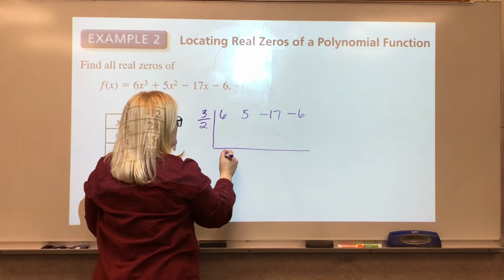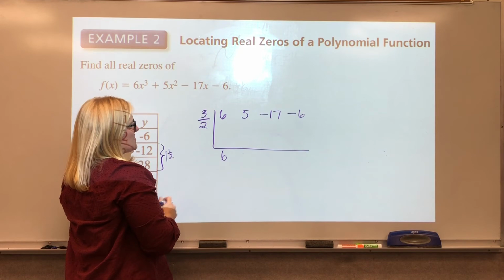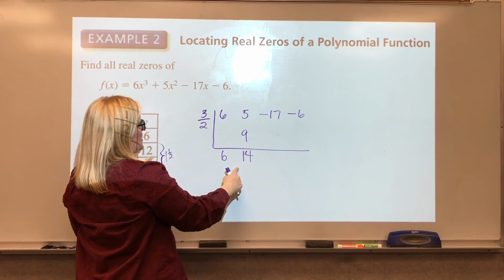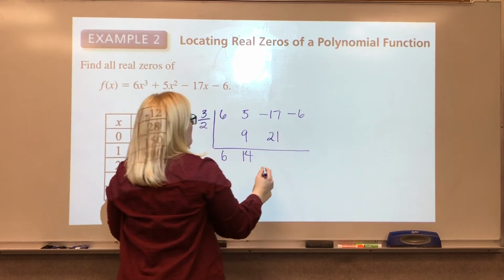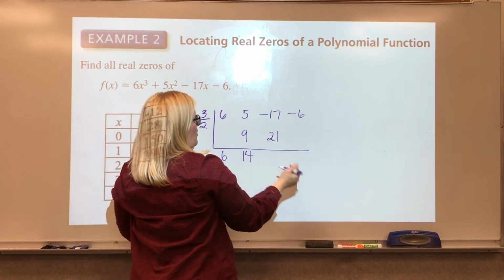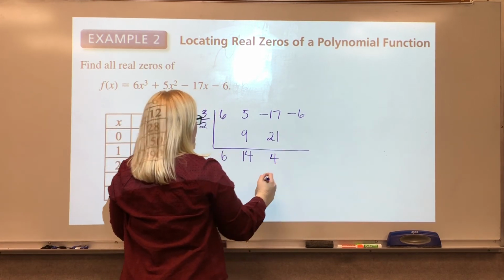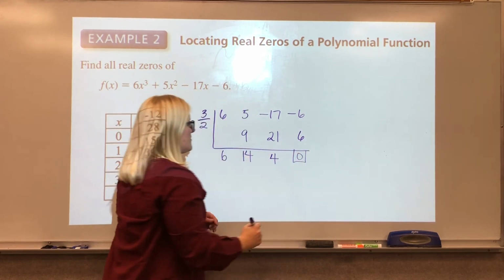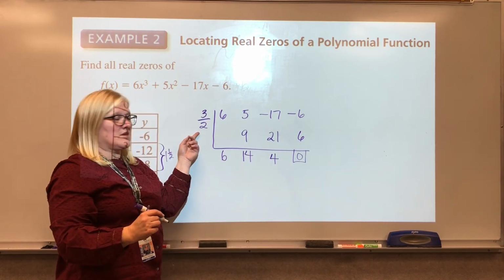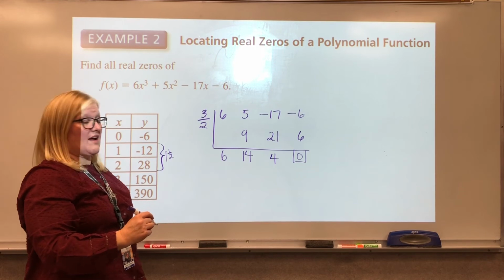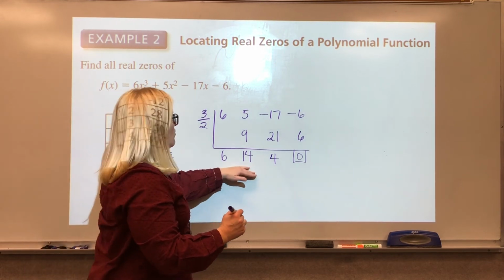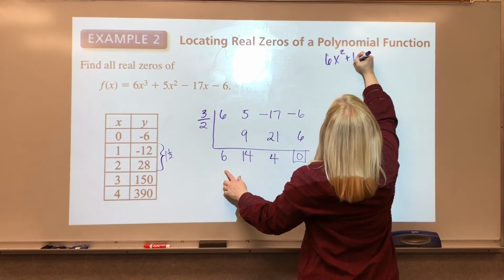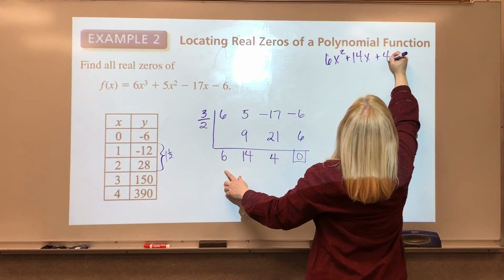Okay, so I dropped the 6. 6 times 3/2 is 9. Okay, add these together. 3/2 times 14 is 21. Negative 17 plus 21 is 4. And 3/2 times 4 is 6. So 3/2 is a root. And I know because it's in between there. Okay, so let's find the other roots. Now we're down to our x squared. So we've got 6x squared plus 14x plus 4 equals 0.